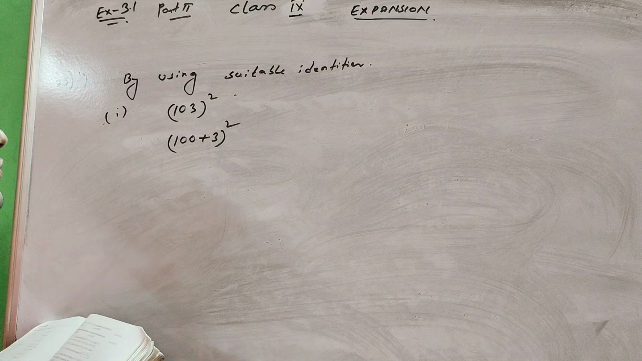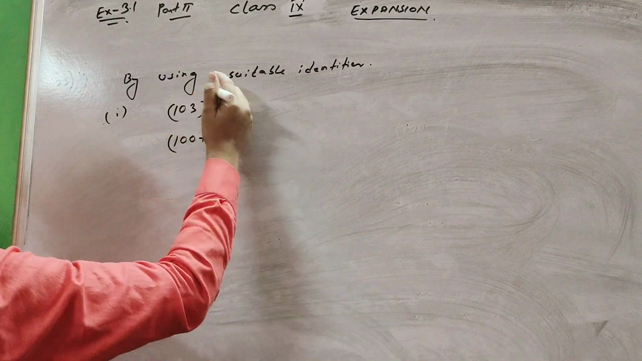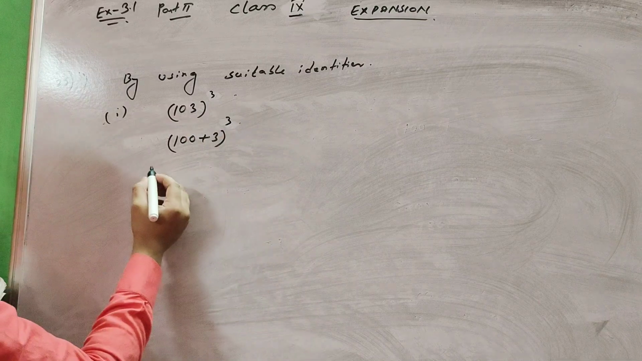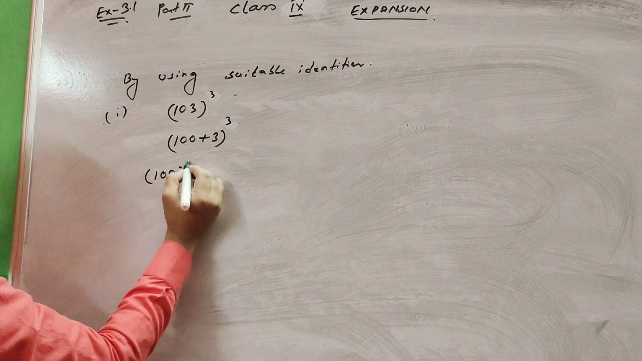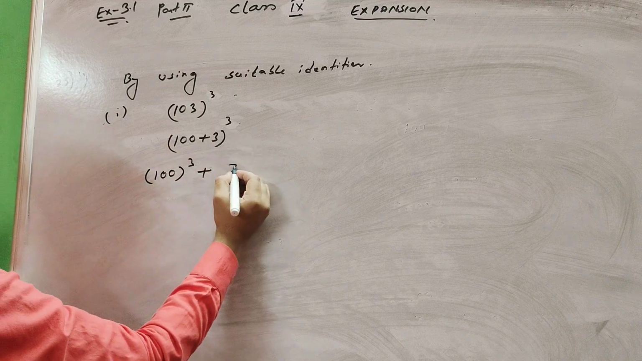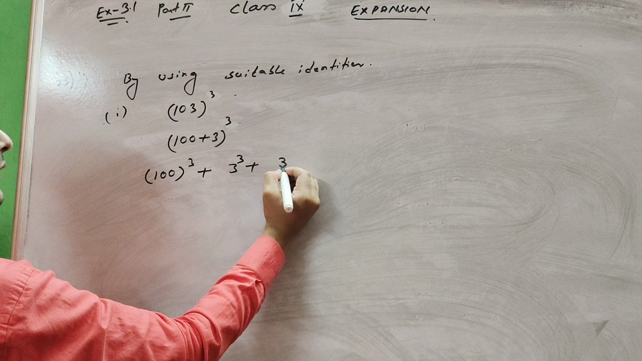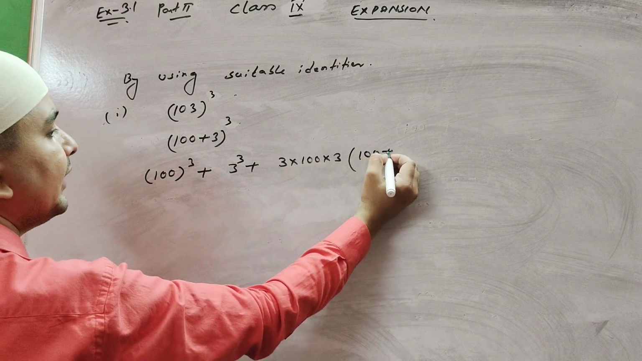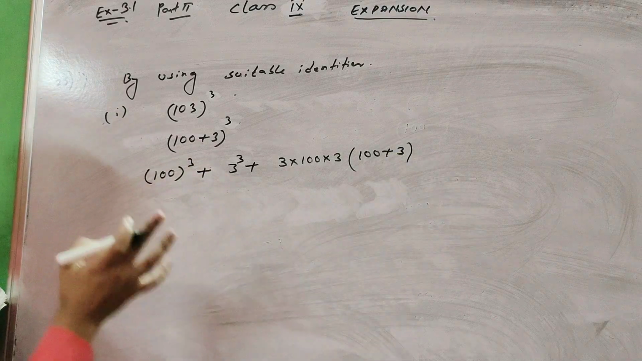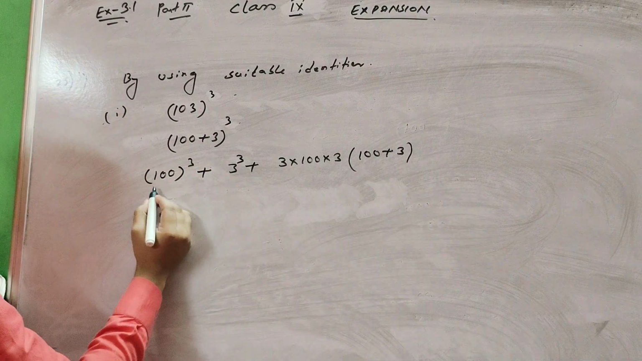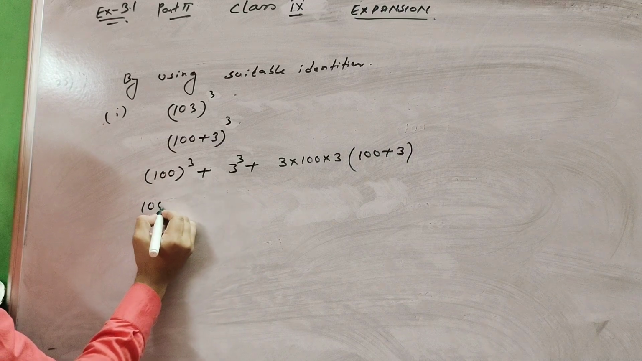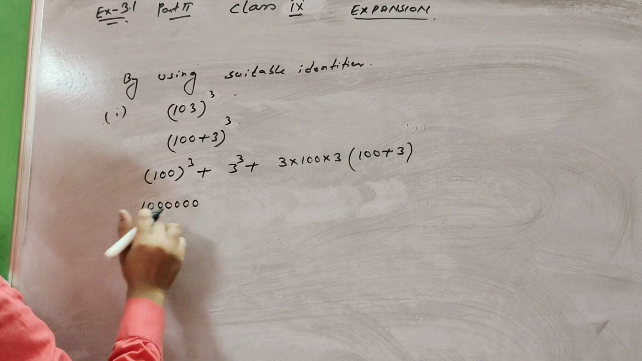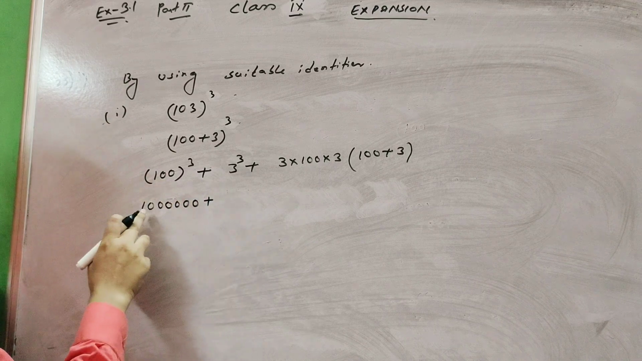So this is cube, sorry, this is cube. So (a plus b) whole cube, we know the formula of (a plus b) whole cube, that is a cube plus b cube plus 3 into a into b, in bracket a plus b. Clear? So 100 cube is 10 lakh.